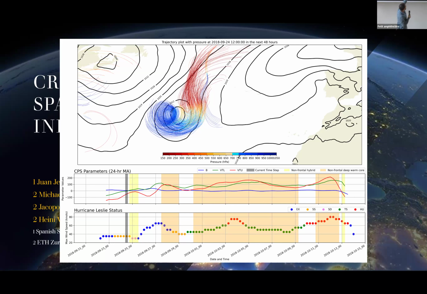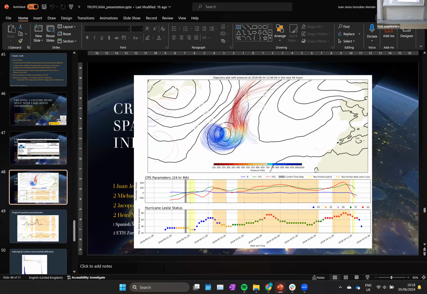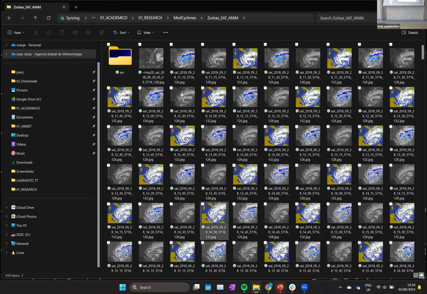The cyclone then went through a tropical phase again and then became a tropical storm. At the end, the shaded region is the non-frontal deep warm core. At the end, the cyclone, based on the cyclone phase space, is in the same situation. So the idea is this. Let me show.